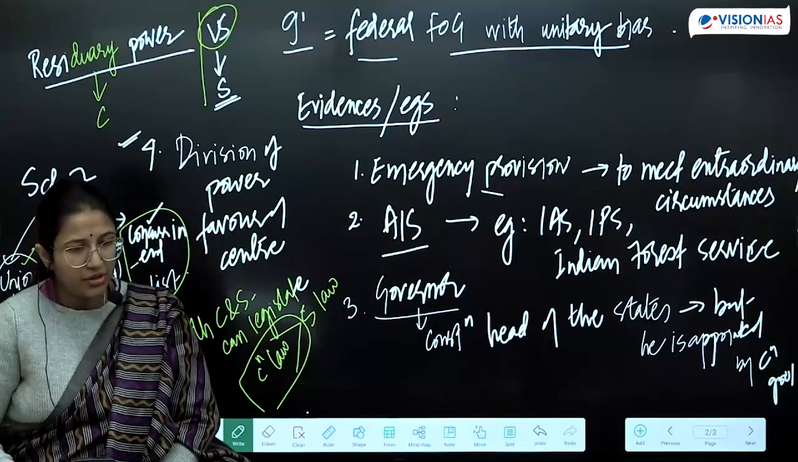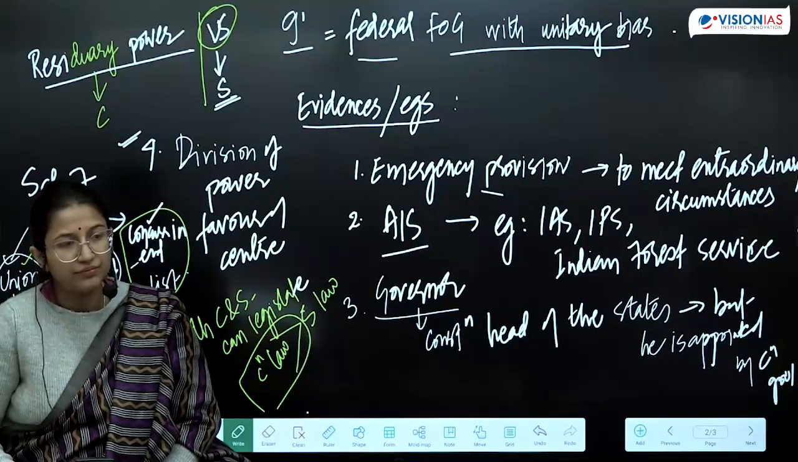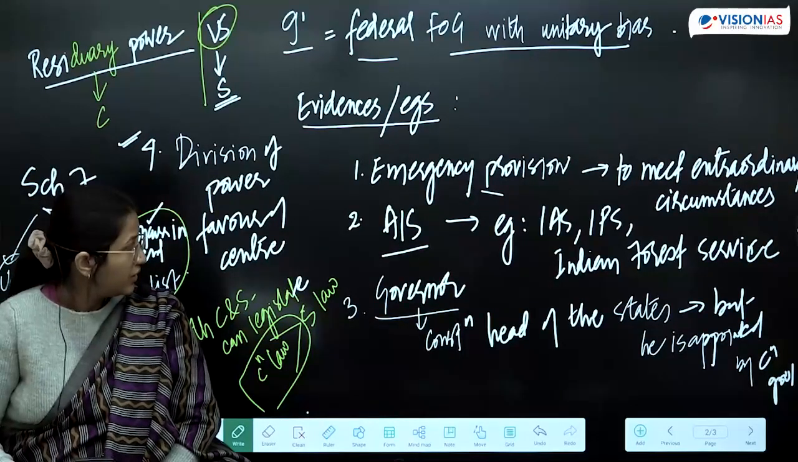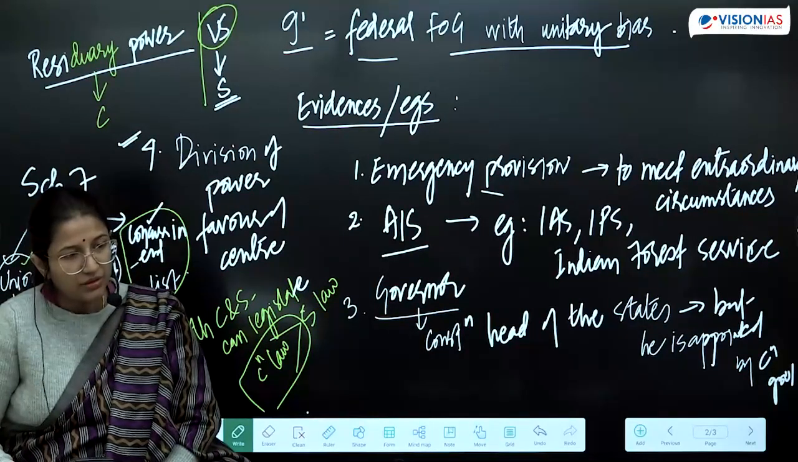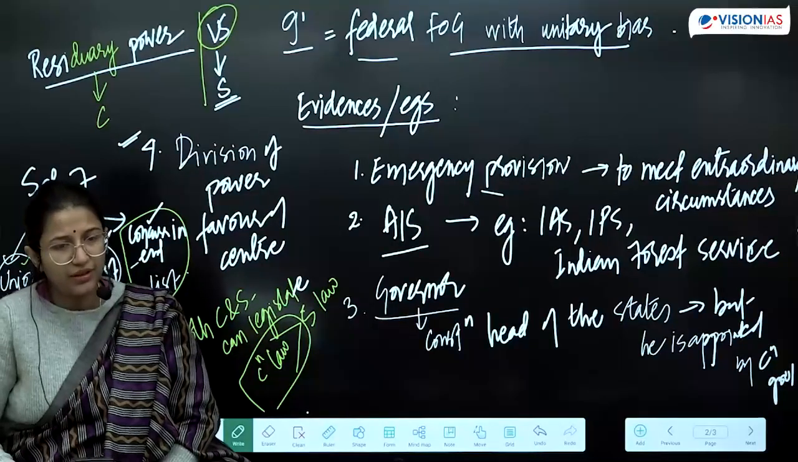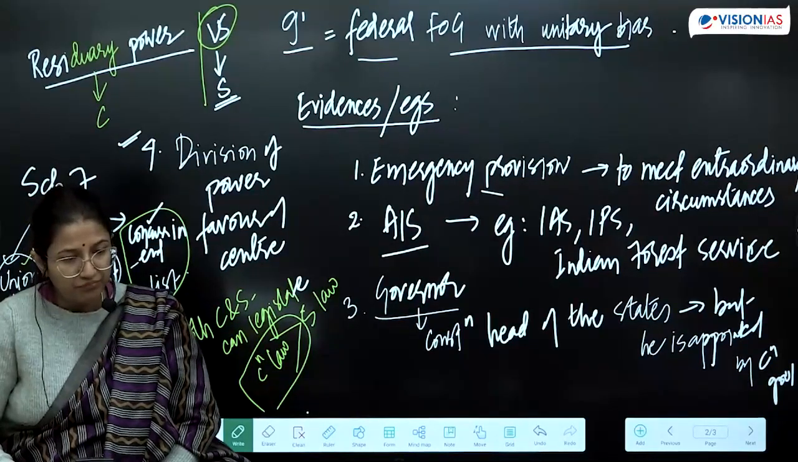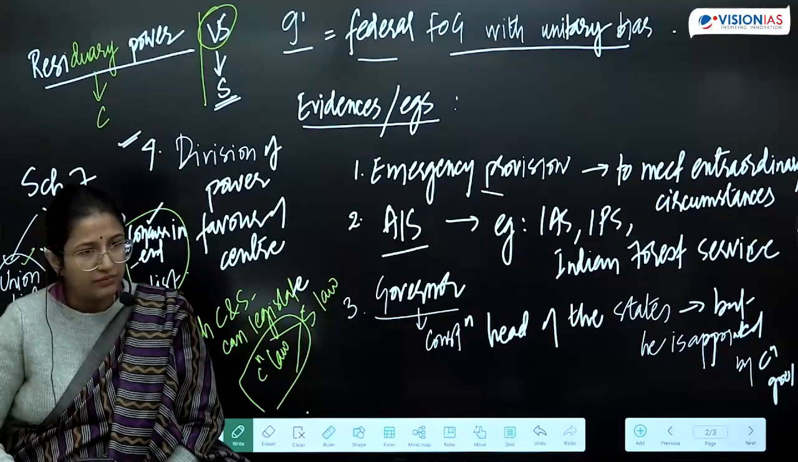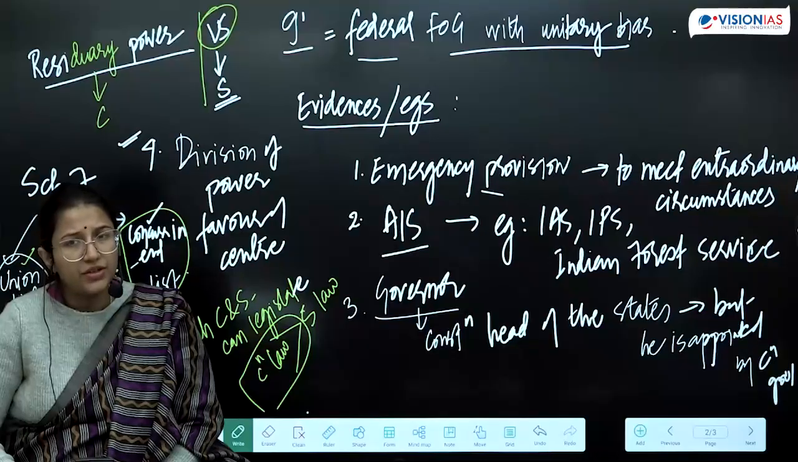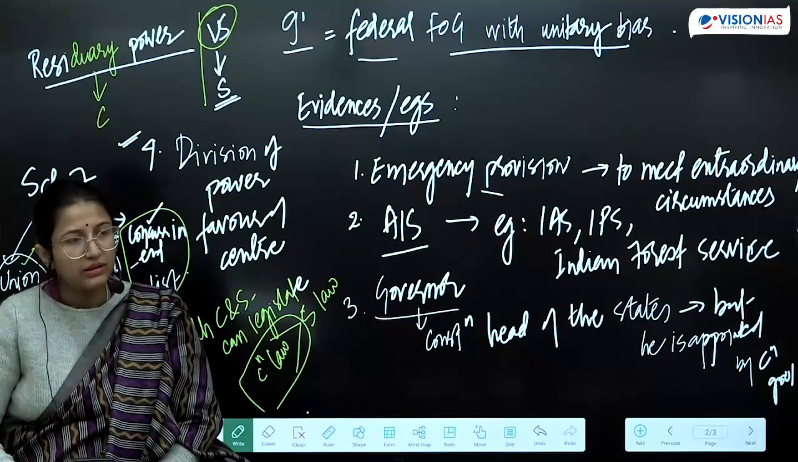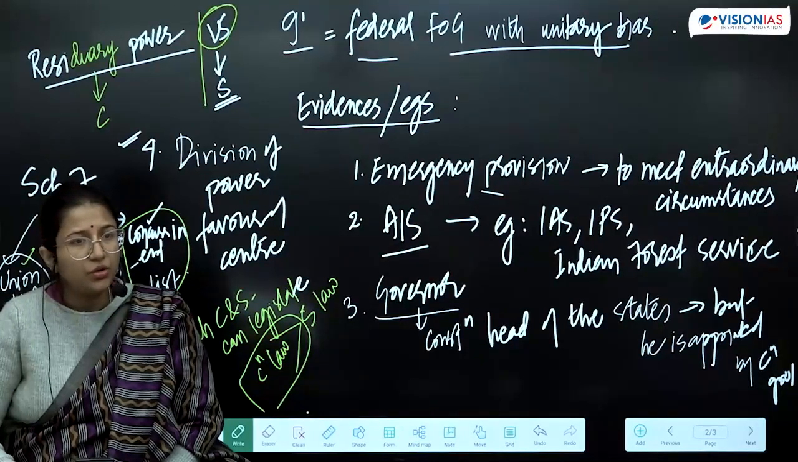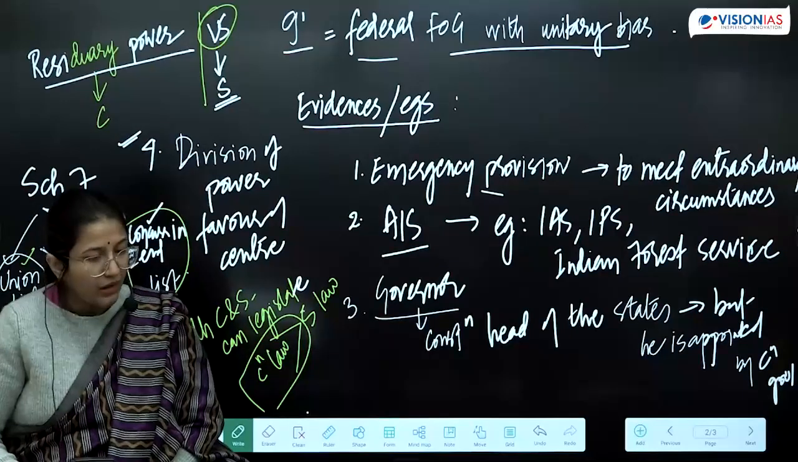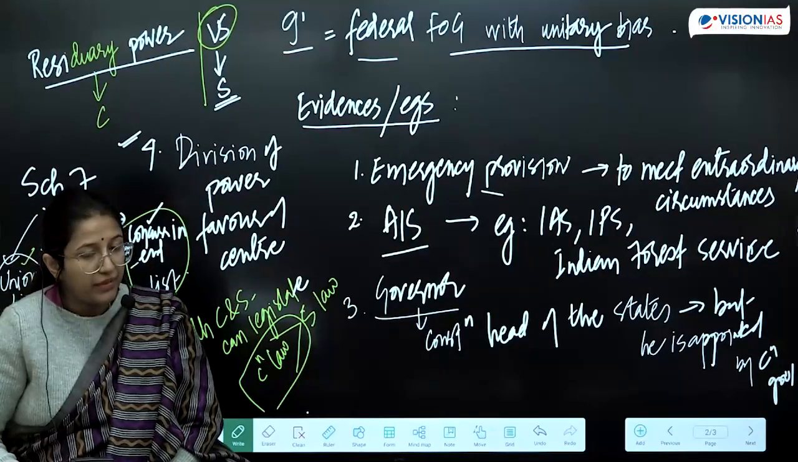Emergency provisions, under which the federal distribution of power is suspended and India transforms into a unitary government. Next point.